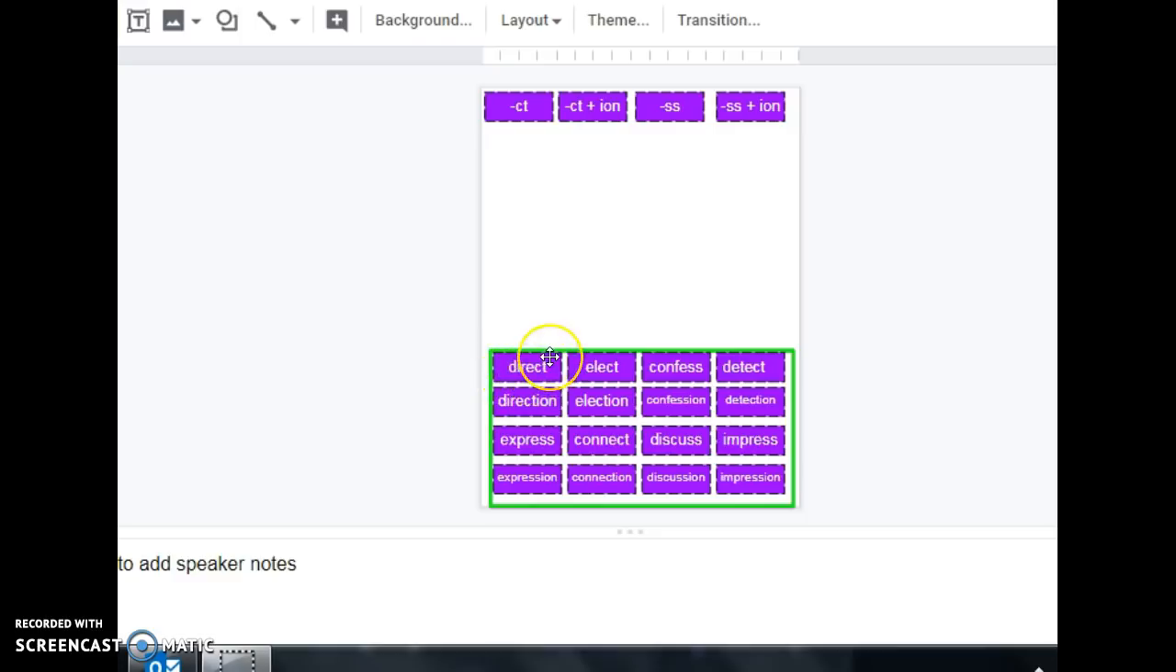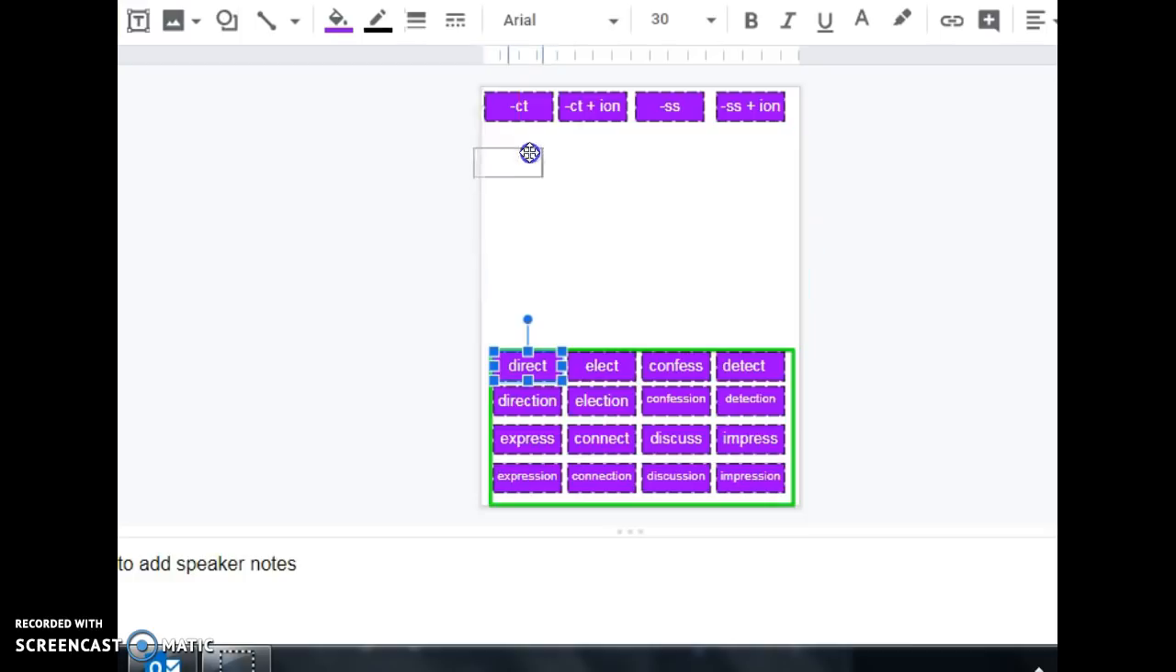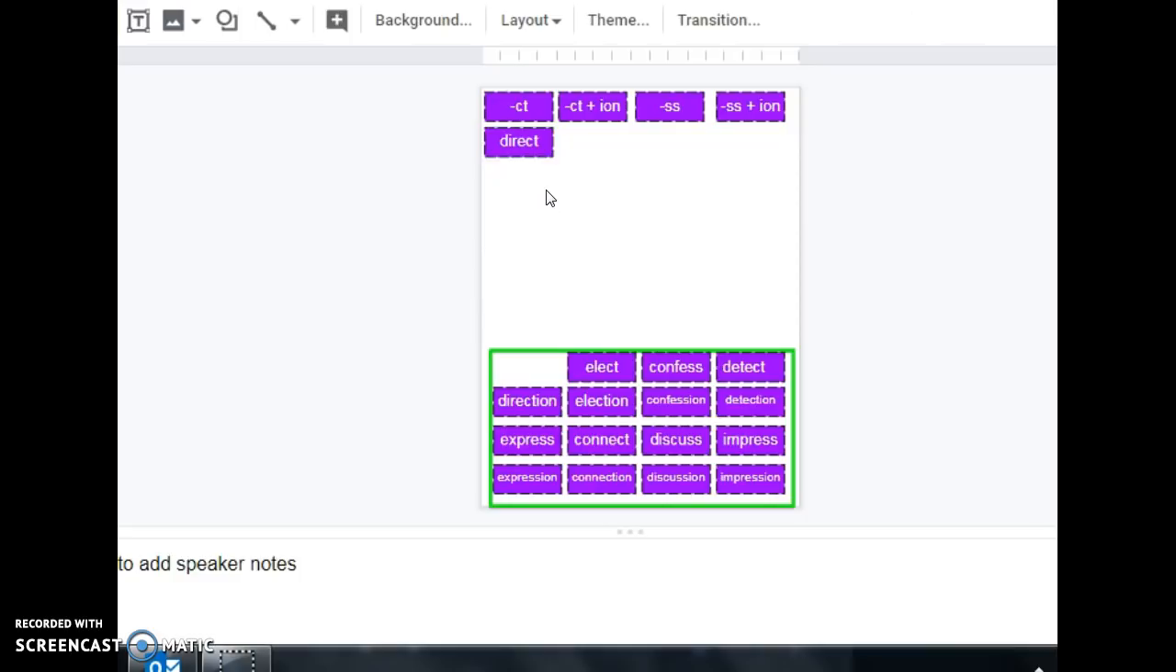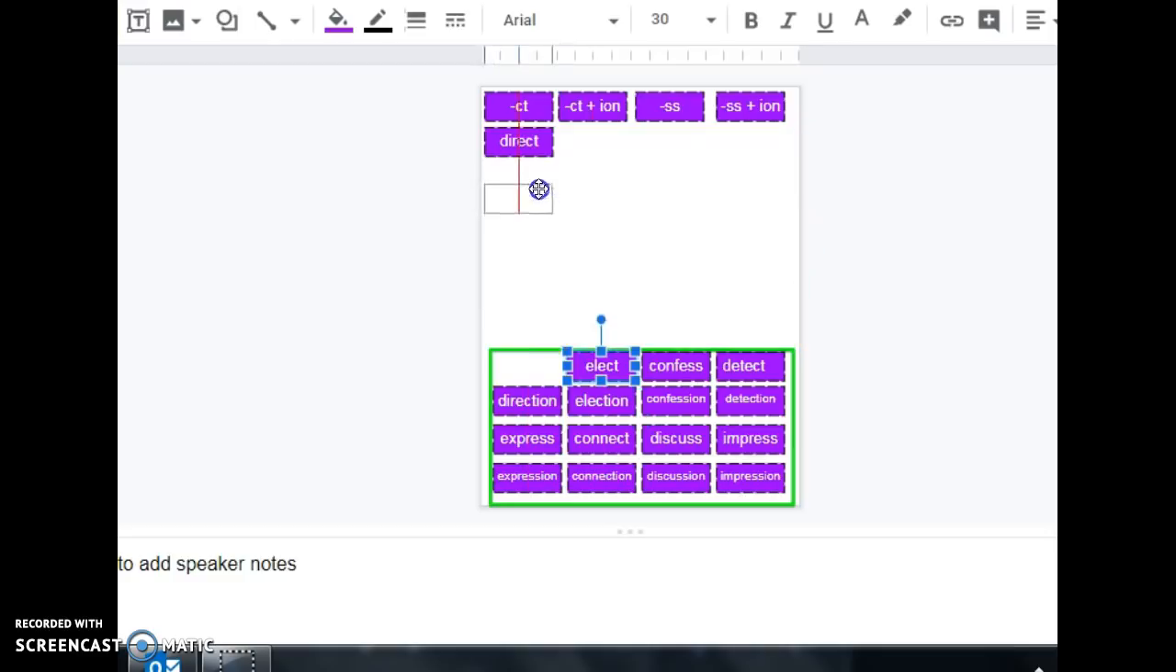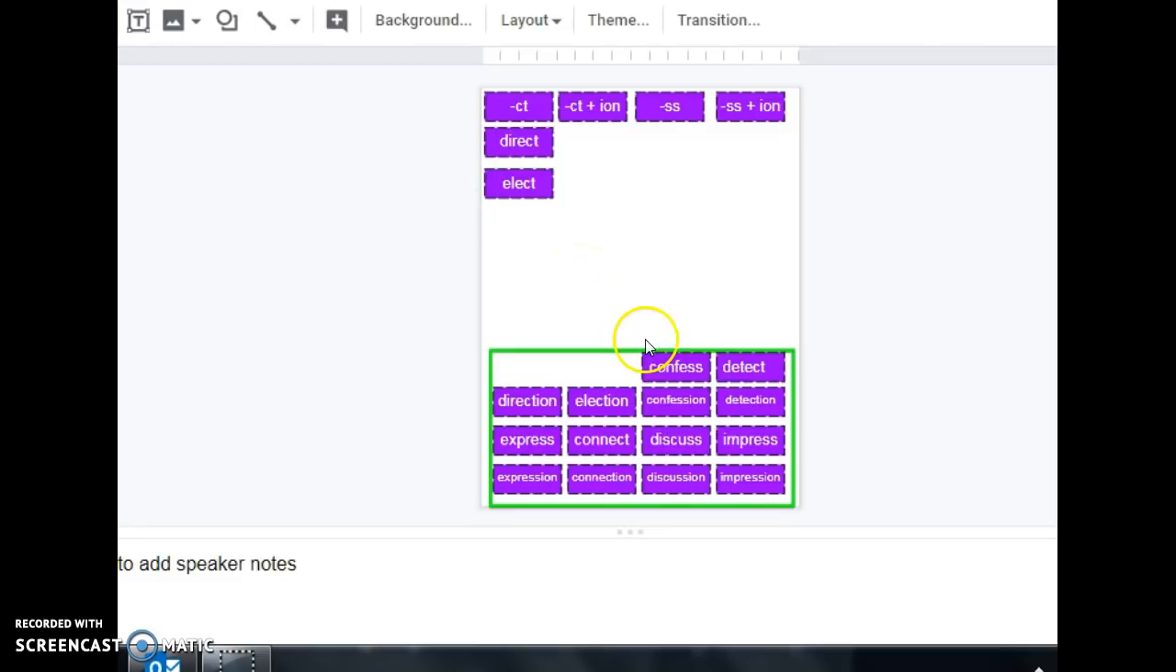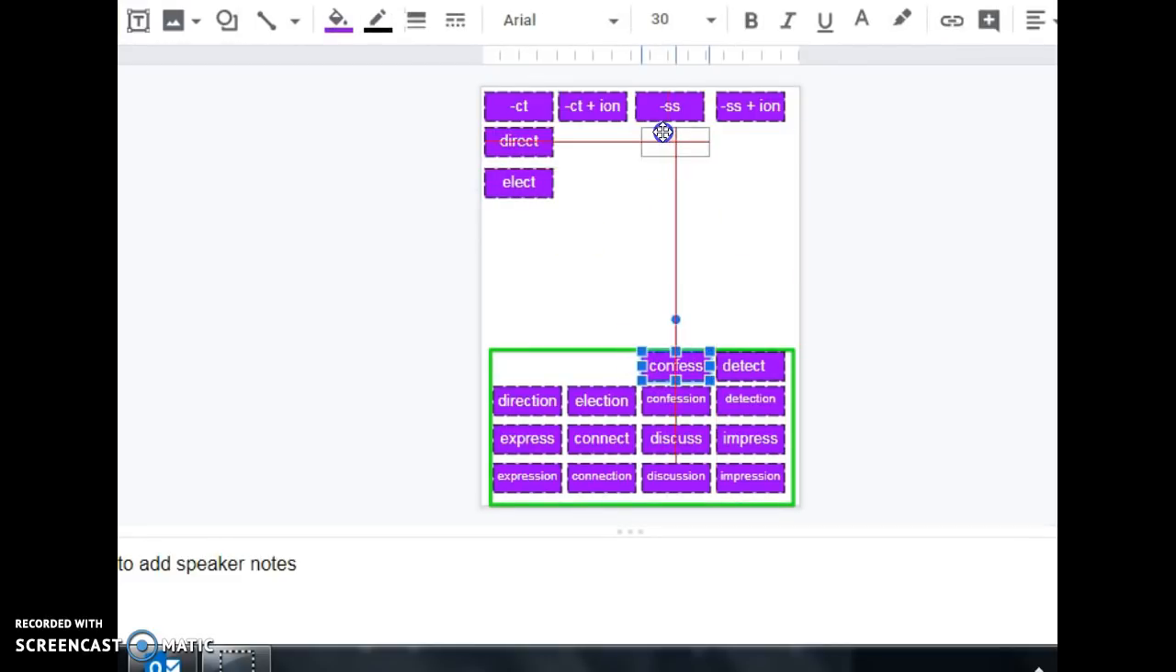Our first word, direct. Direct has that T sound at the end and is spelled with CT, so we'll put it under the CT category. Direct. Elect. Elect has that same T sound that direct had, so we're going to put that under the CT sort. Confess. Confess will go under the double S with the S sound. Detect. We hear that T sound spelled CT. That C is silent, so be careful with that.